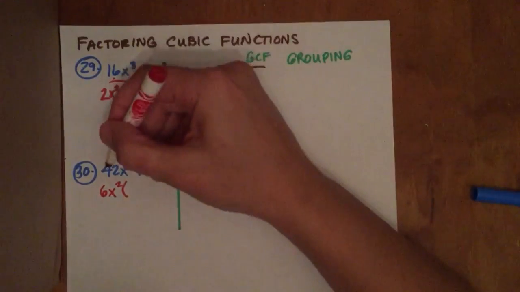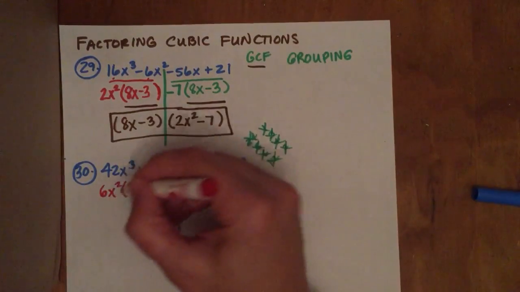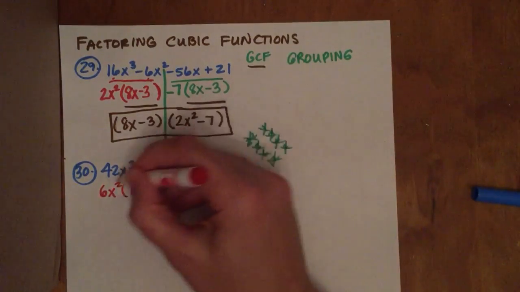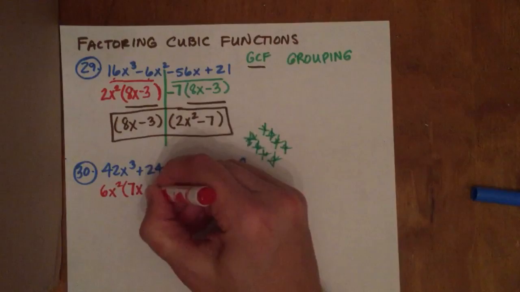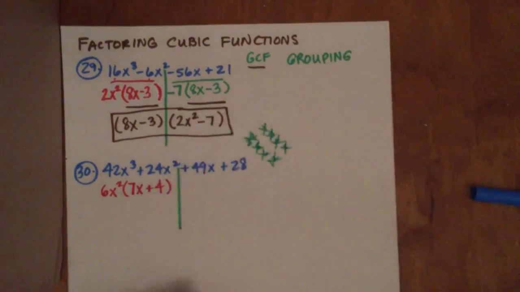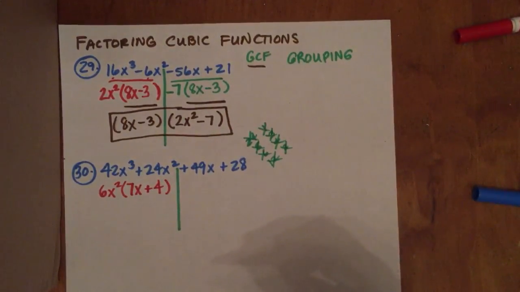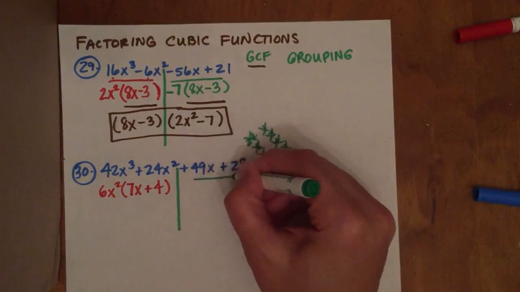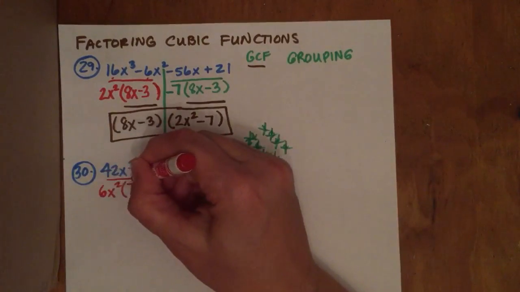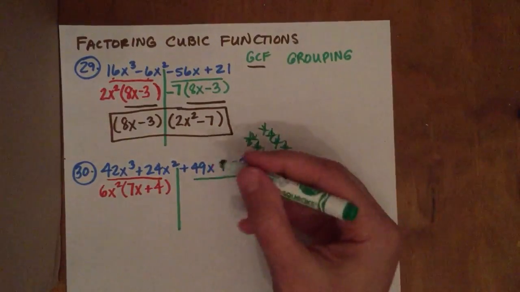So what that leaves me with on the inside is 7. 42 divided by 6 is 7, and x cubed divided by x squared is x. 24 divided by 6 is 4, and x squared divided by x squared is just 1. So I'm done with that group. So let's move over to group number 2, which is this group right here. And again, I'd like to keep everything color-coded so you can see it. So I have group 1 and group 2. All right, so let's look at group 2.